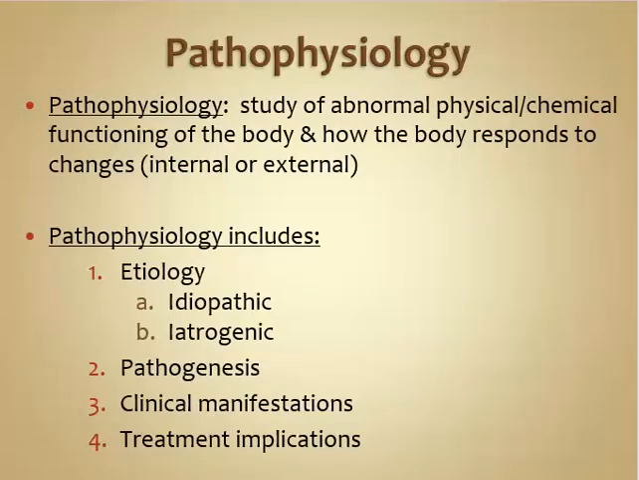The course is really about pathophysiology. The old name of this course, rather than Process of Human Disease, was Pathophysiology 1. And pathophysiology is the study of abnormal functioning of the body and how the body responds to changes. So it's really like physiology, except with the abnormal. So what can go wrong with physiology?